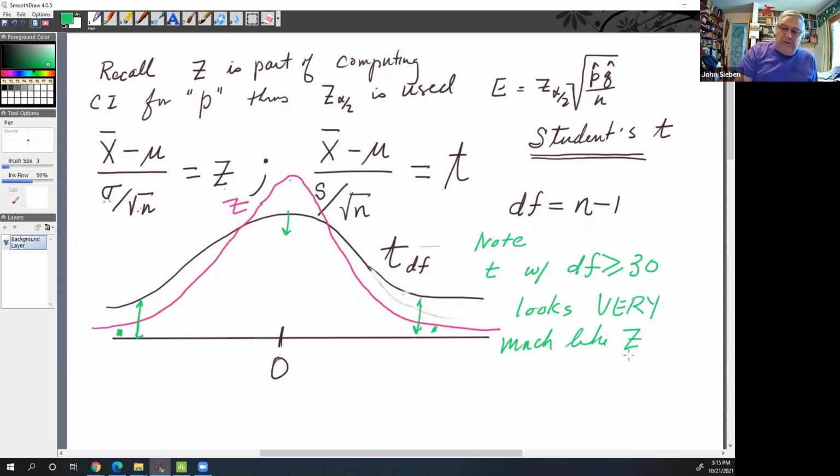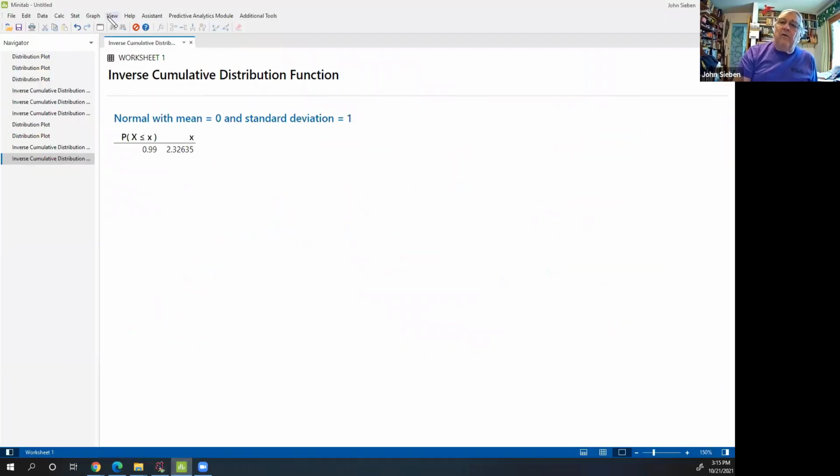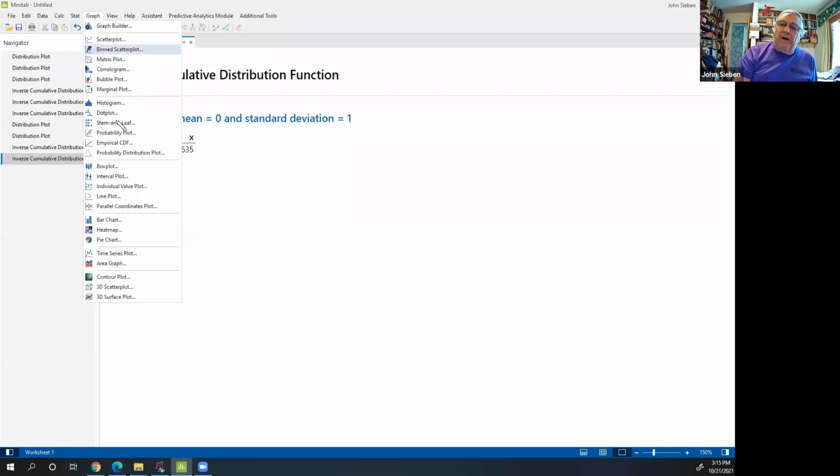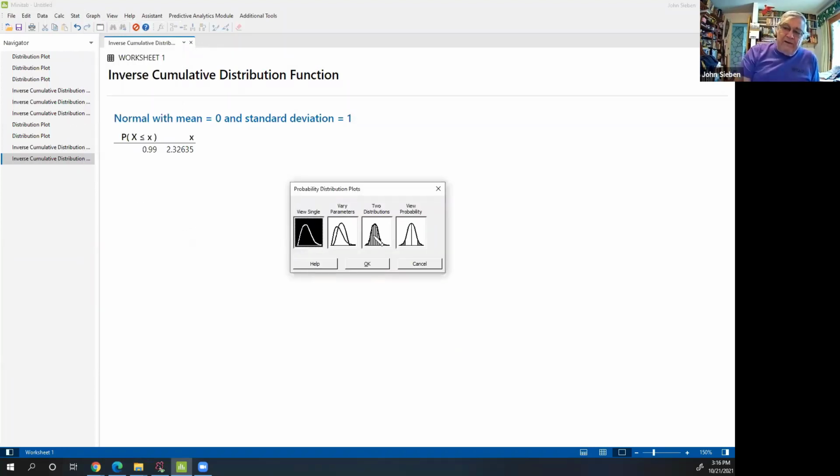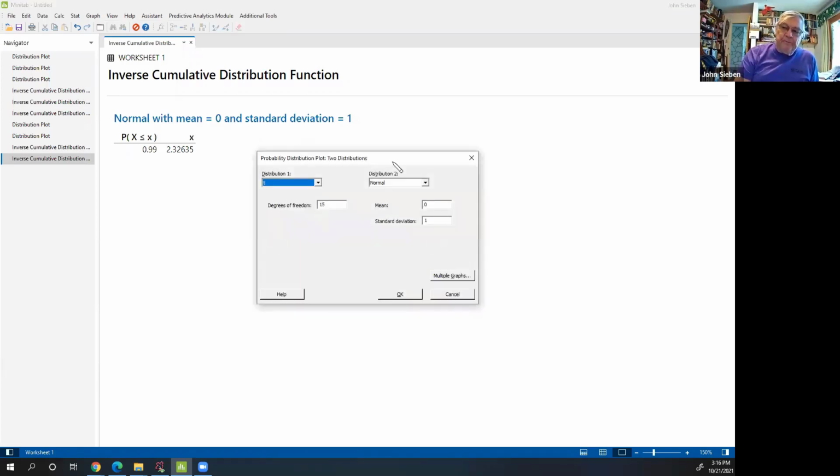Now, let's go to Minitab and see if Minitab will draw some pictures for us that'll convince us of what I've just said. We're going to go to Graph, Probability Distributions. Is this icon right here, which says graph 2 distributions on the same axes. That's what we want to do right now. So we'll select that and say, okay.